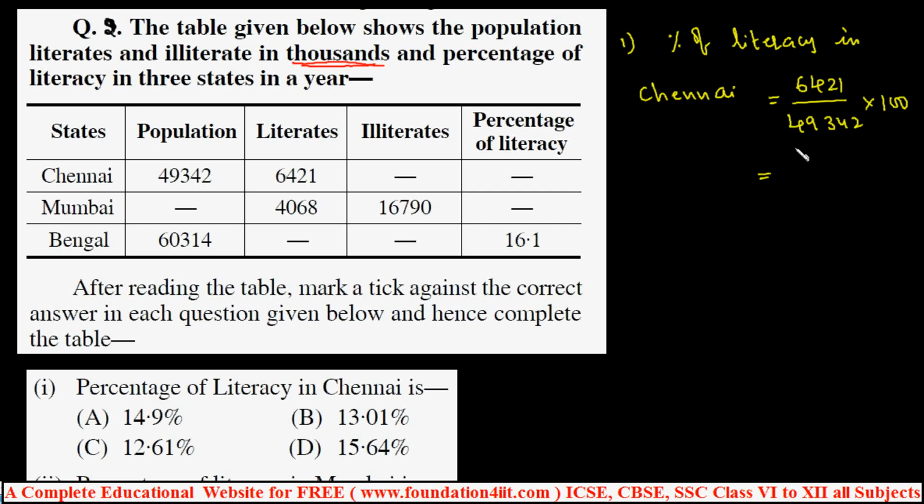So if you cancel this and do the calculation, you'll get the answer. That is what I have calculated: 13.01 percentage. Okay, approximately till 13 you can calculate and stop, not needing the 0 1 also, because the options are 14, 12, 15, 13 point something. This is accurately equal to 13.01. So that means literacy percentage is number of literates by total population into 100, right?